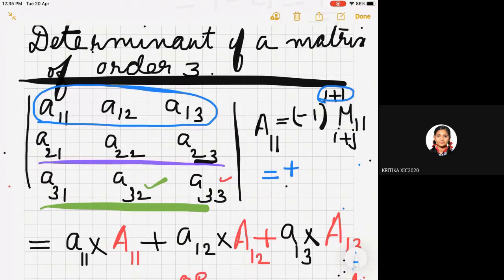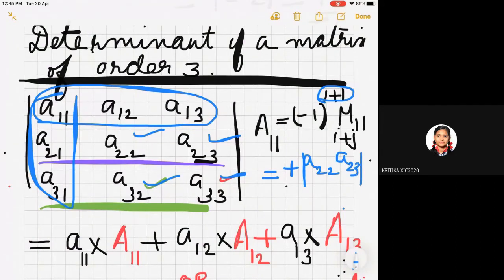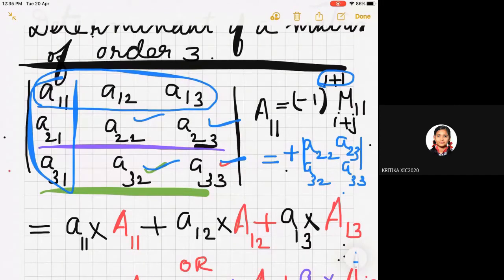M11 is the determinant obtained by deleting the row and column containing A11. Means you delete the first row and first column. So you are getting a determinant A22, A23, A32 and A33. So the determinant value is A22 into A33 minus A32 into A23. This is the way you have to find out the cofactor.